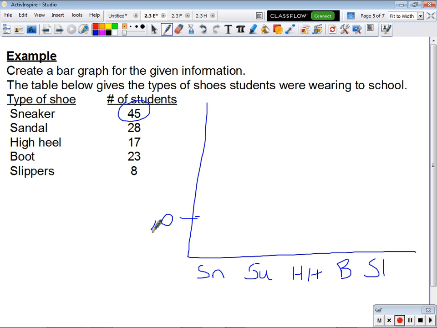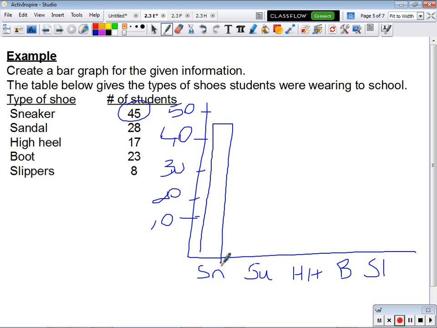So I'm going to go 10, 20, 30, 40, that's a 4, and then 50. So when I go to do the first bar, I have for sneakers 45, so I'm just going to estimate what that's going to look like, so I'll get something that looks kind of like that there.